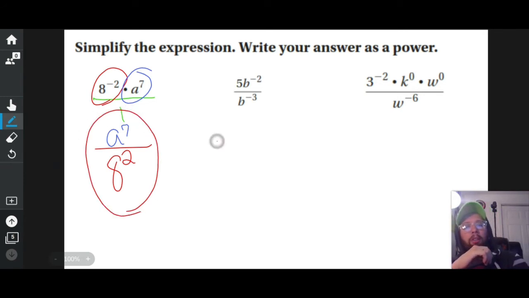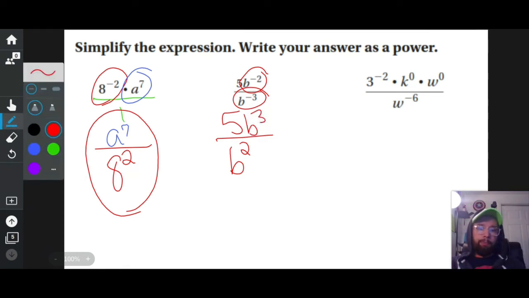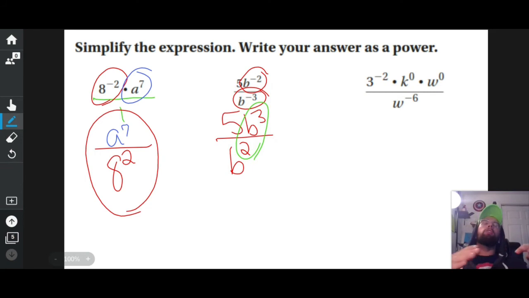I have 3 things. I have a 5. I have a b to the negative second, which moves downstairs. It becomes b to the positive second. I have b to the negative third, which moves upstairs and becomes b to the positive third. I have a 5 and nothing else. When you divide powers of the same base, subtract the exponents. The b upstairs is more powerful, so I'm going to keep it up there. So that becomes 5b. 3 minus 2 is 1 over 1.